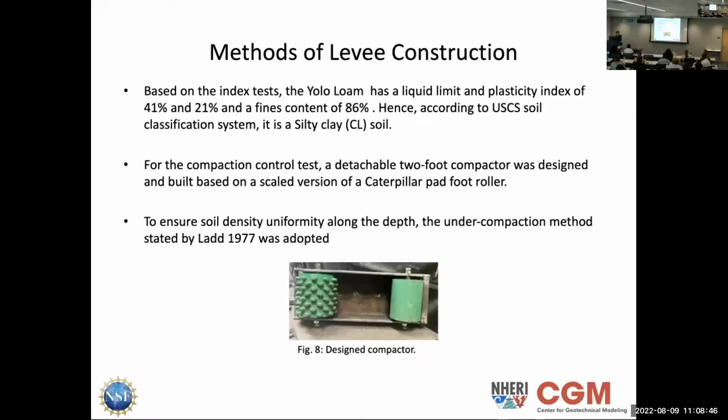For our levee construction, as Yahya told you about our yellow loam, we had a liquid limit and plasticity index of 41 and 21% respectively, and a fines content of 86%. This lines up really well with the study that Ho did in 2010, because they used a very similar soil to what we did. Their soil was less cohesive than the soil that we're using, so we're going to see how that impacts the cracking when we get to that.